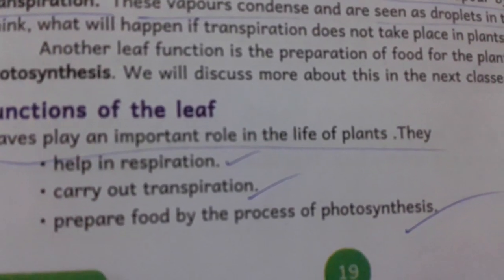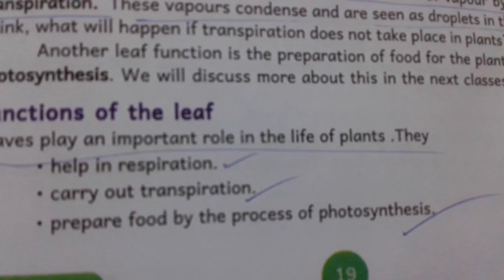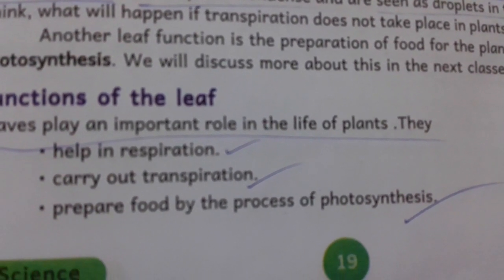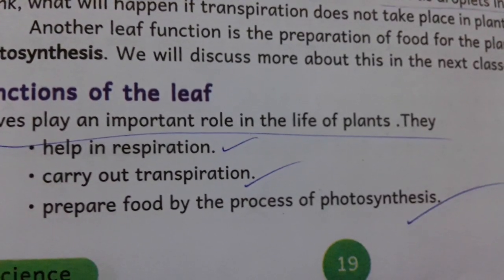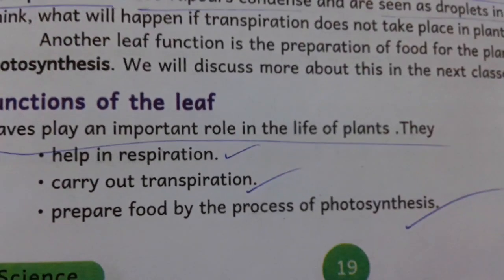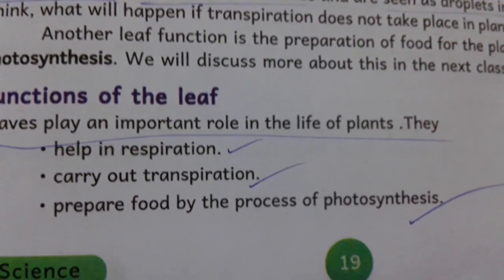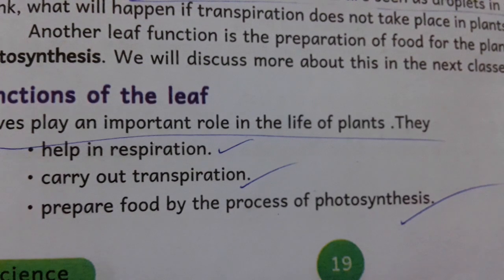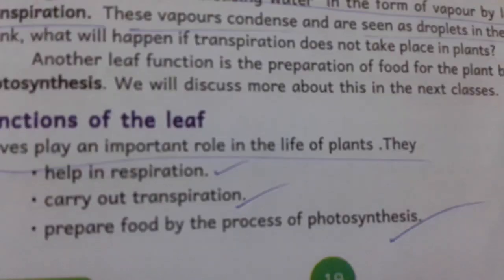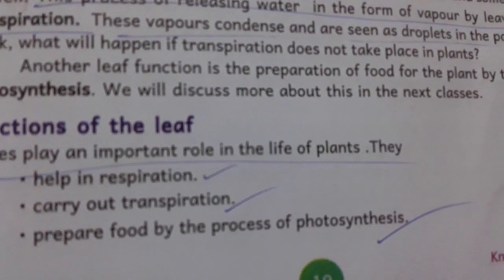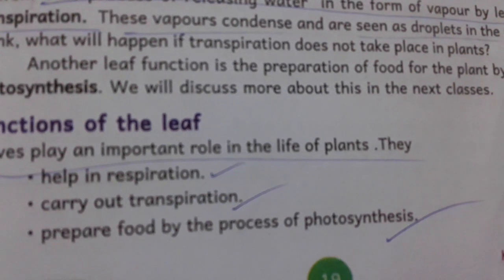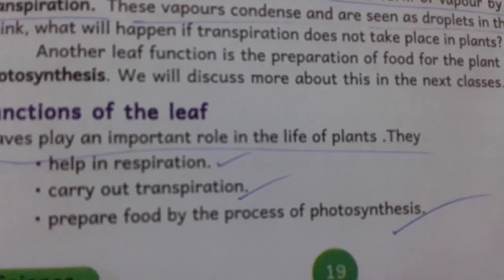Green plants prepare their own food with the process of photosynthesis. Okay, and what are the elements? Air, water, sunlight, and in the presence of chlorophyll, the green plants make their own food, and so that only we call the plants the primary sources of food.